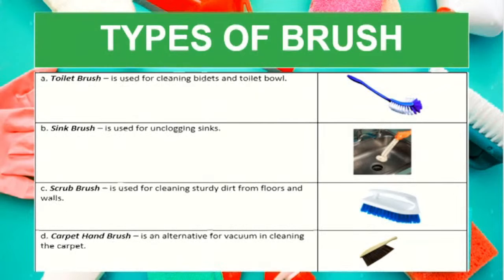Types of brush. Toilet brush is used for cleaning bidets and toilet bowls. Sink brush is used for unclogging sinks. Scrub brush is used for cleaning sturdy dirt from floors and walls. Carpet hand brush is an alternative for vacuum in cleaning the carpet.